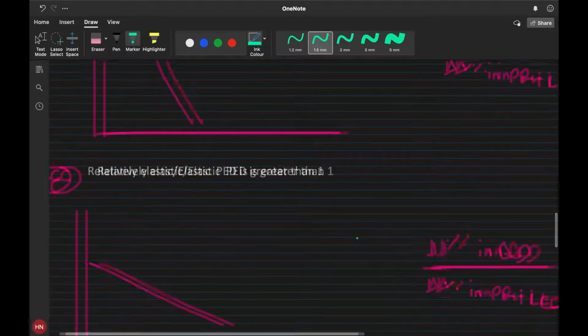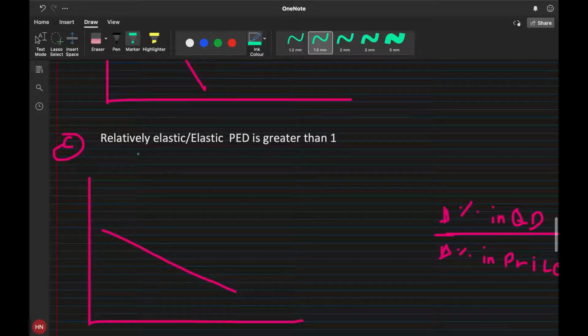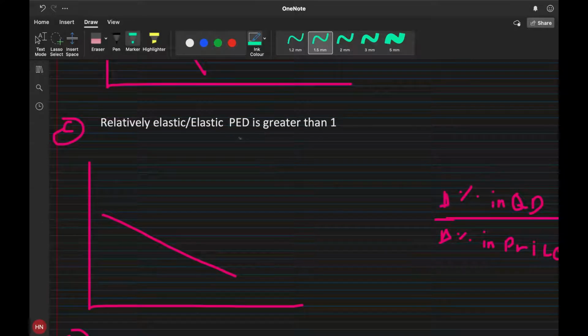Then the next one is relatively elastic or elastic PED. So over here the value of PED is greater than 1.